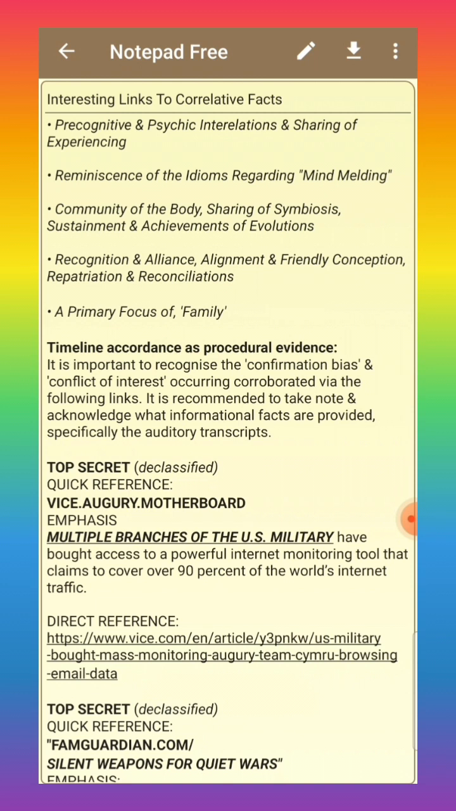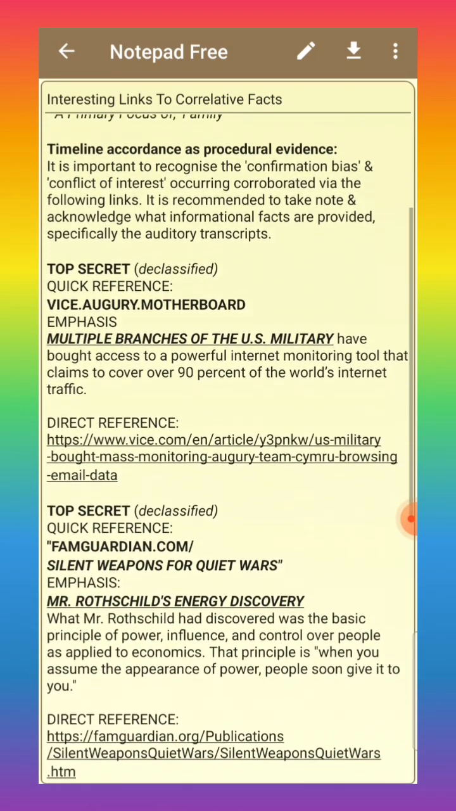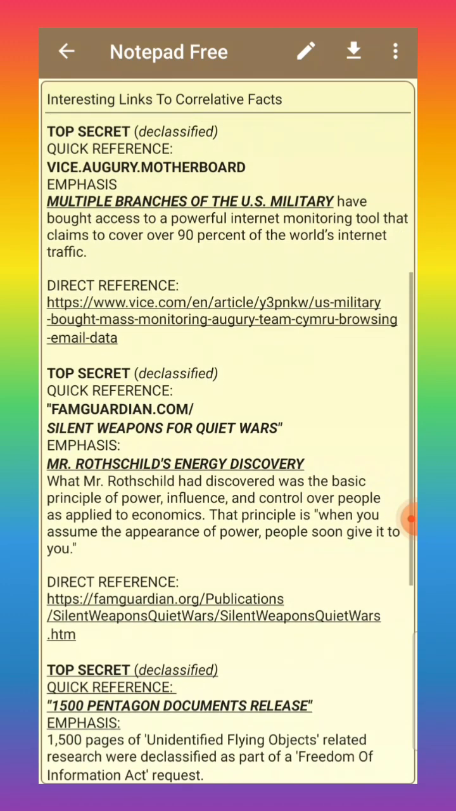With that being said, it is important to recognize the confirmation bias and conflict of interest occurring, corroborated via the following links displayed on your screen. It is recommended to take note and acknowledge what informational facts are provided, specifically the auditory transcripts.